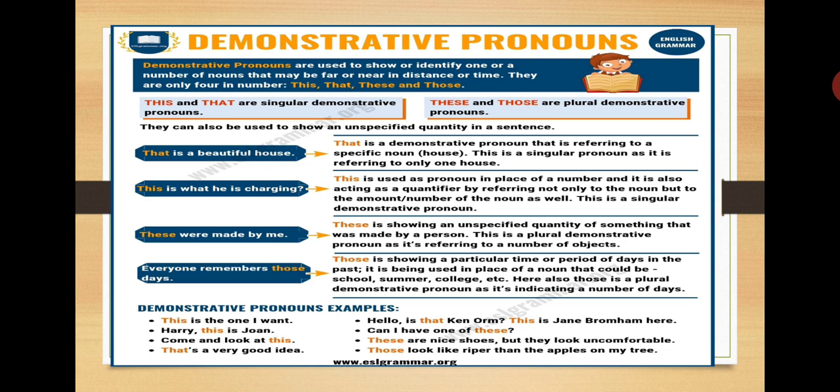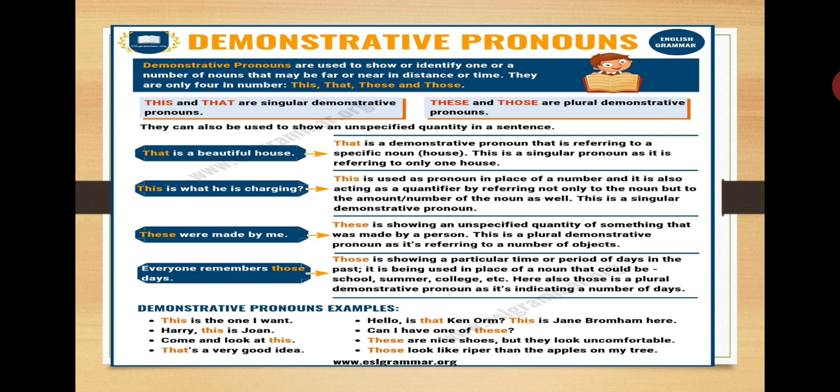These were made by me. This is showing an unspecified quantity of something that was made by a person. These is a plural demonstrative pronoun as it's referring to a number of objects.